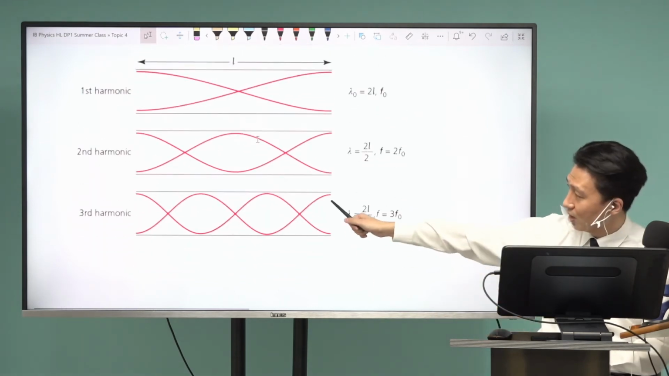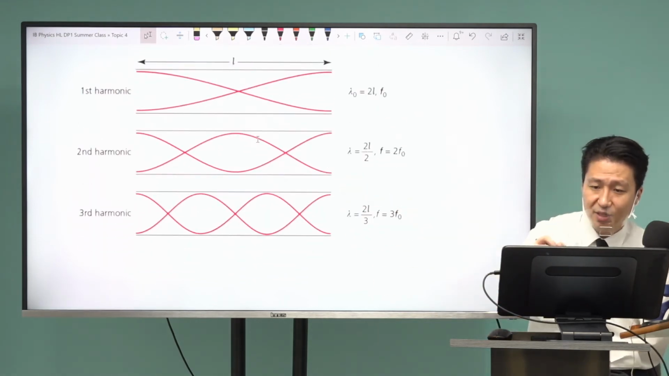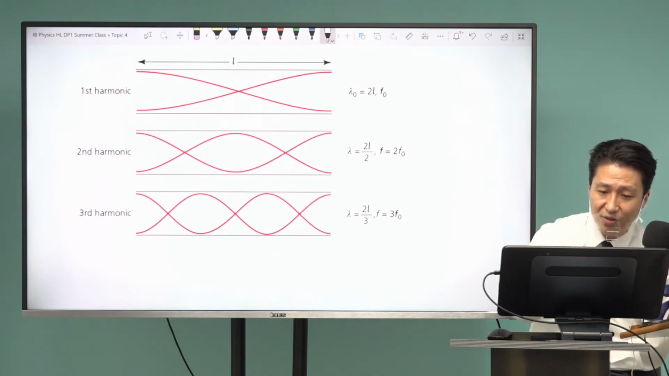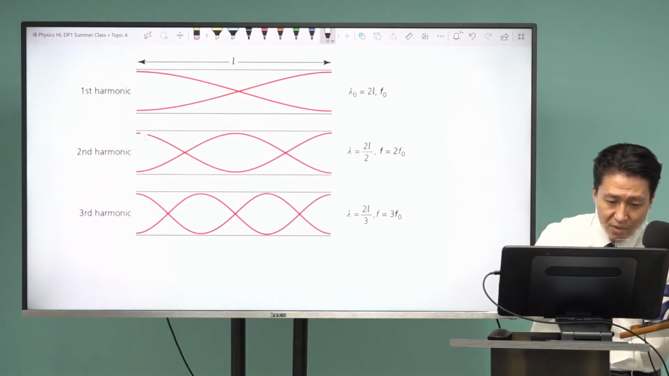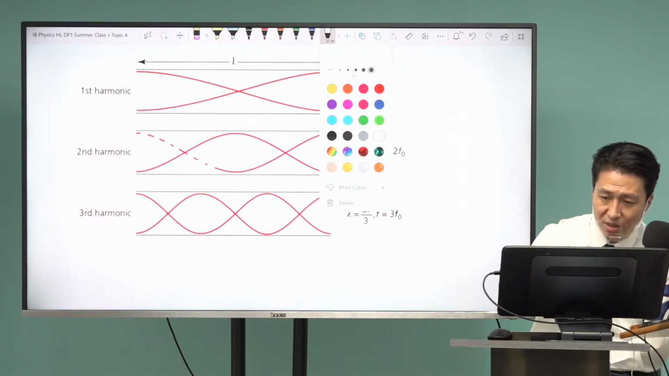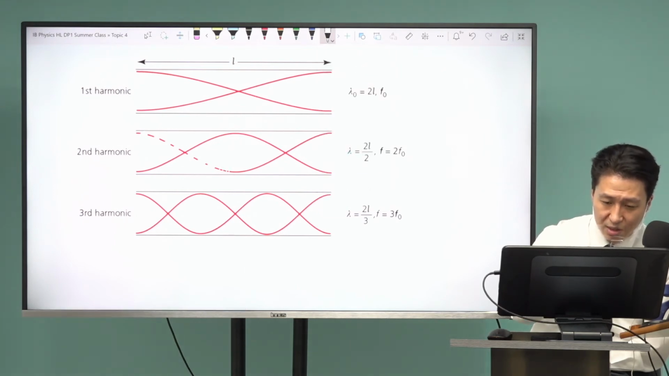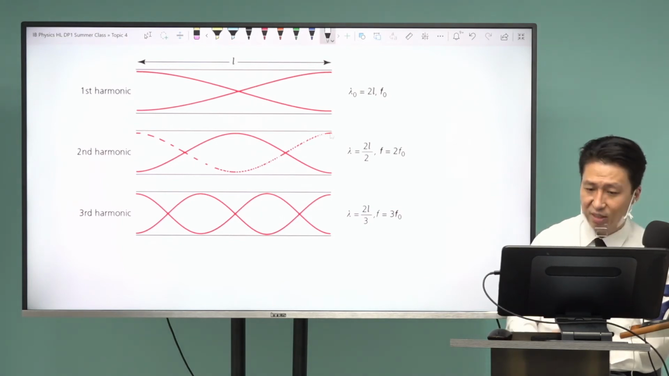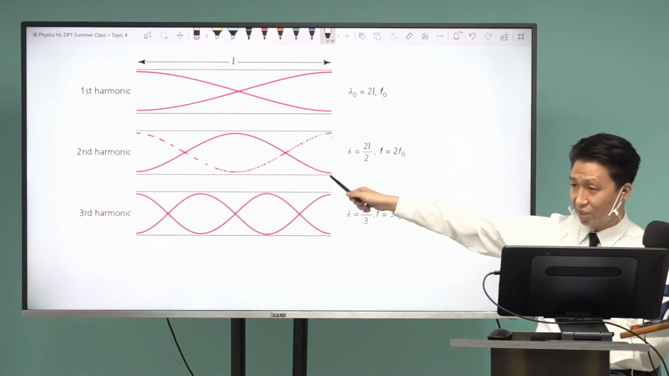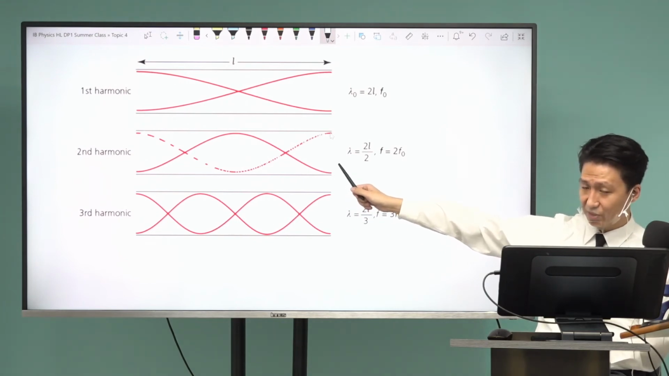So let's use the second harmonic for this example. In the second harmonic, I'll use a whiteout, and I'm going to make this line a dotted line. That's just too thick. Okay, good enough. So we only follow the solid line. Okay, sound good?